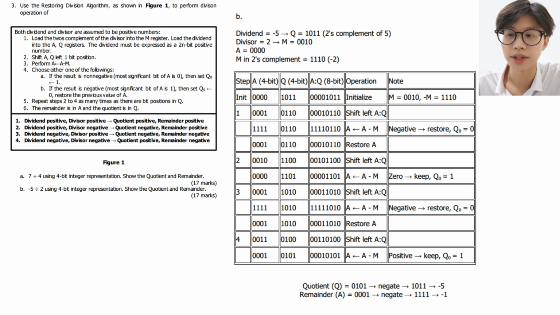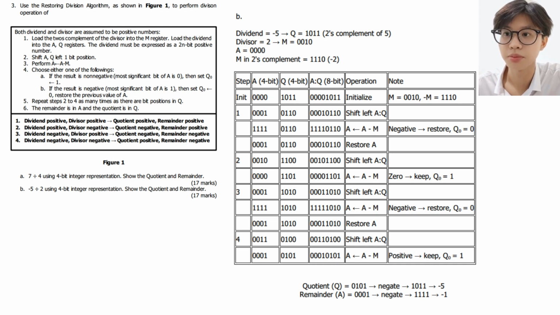Step 2, shift left. AQ is 0, 0, 1, 0, 1, 1, 0, 0. Then we subtract the M, we'll get 0, 0, 0, 0, which is a 0, which is non-negative. So we keep it and set Q0 to 1.